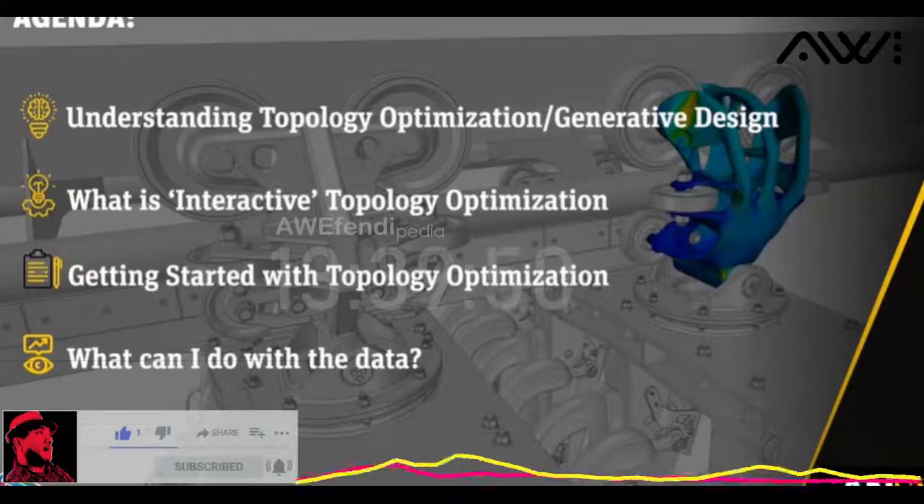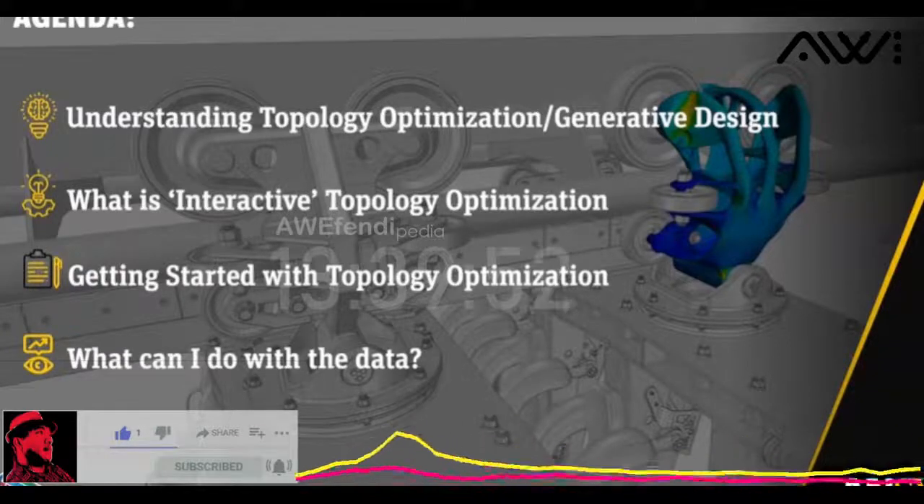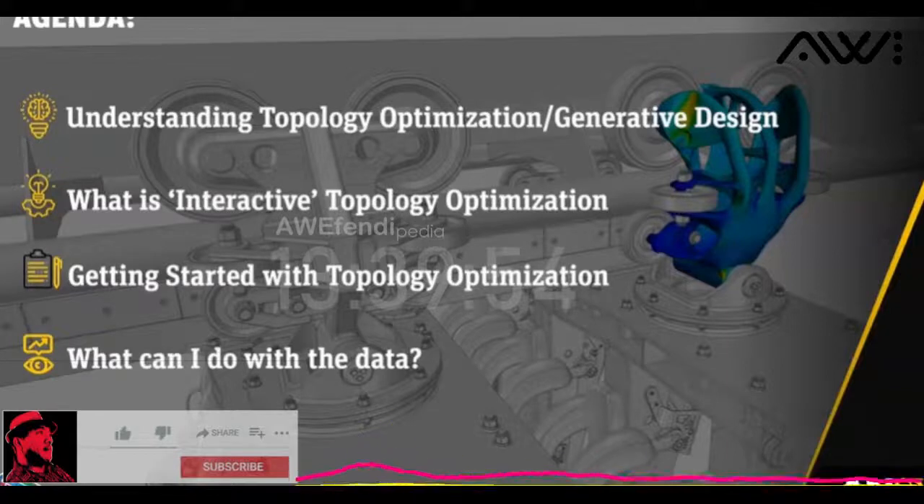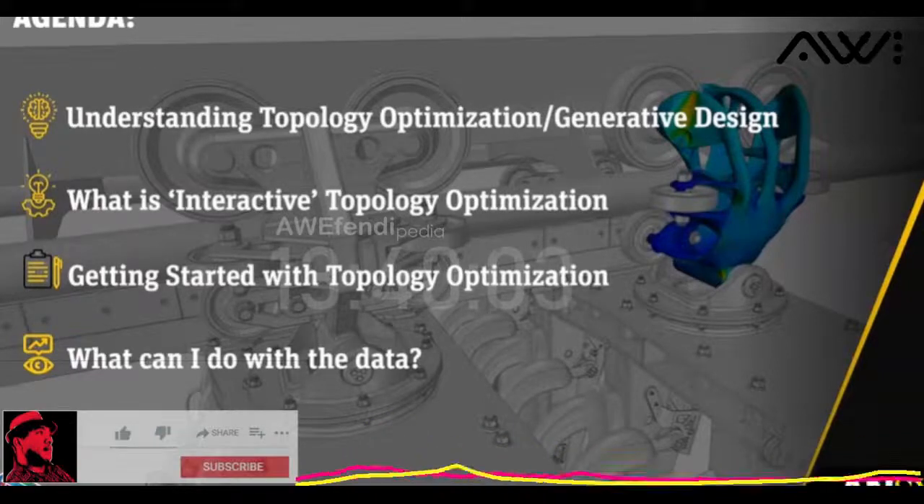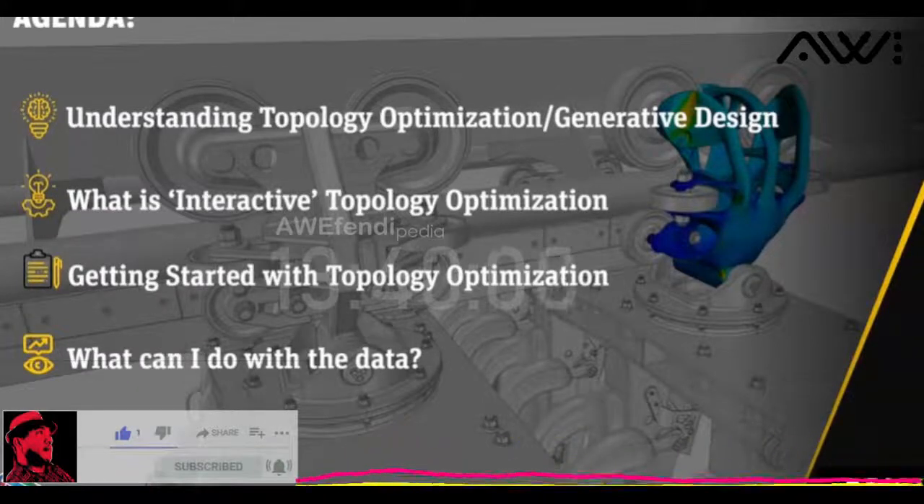We talked about getting started with topology optimization, which is always key. And then two, what do you do with it? Because at the end of the day, it's great to see this kind of organic shape, but then what do you do with it, right? Let's talk about manufacturing processes. Let's talk about how you leverage this data.